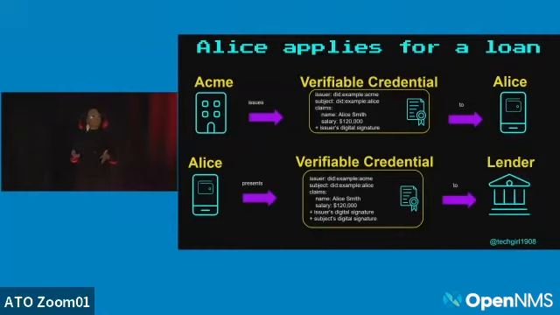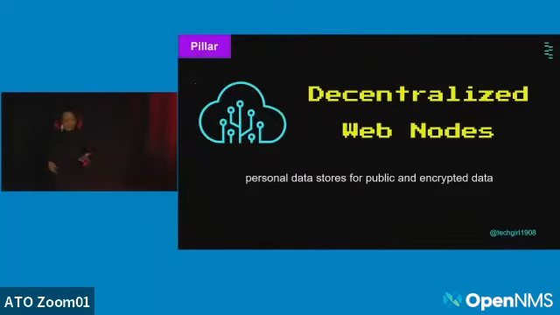Once the lender requests that proof of employment, Alice can then present her credential to the lender. Now remember, the lender doesn't know or trust Alice. However, they do consider Acme a trustworthy entity, and therefore, trust is extended to Alice in this case. So this is a nice, easy, machine-readable way to verify claims across the web.